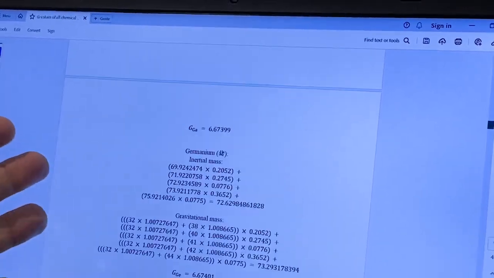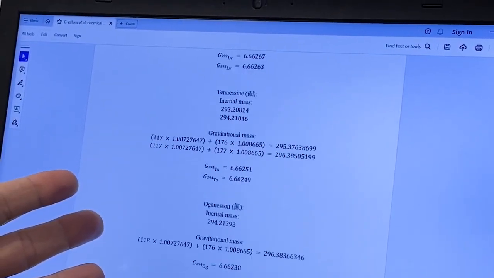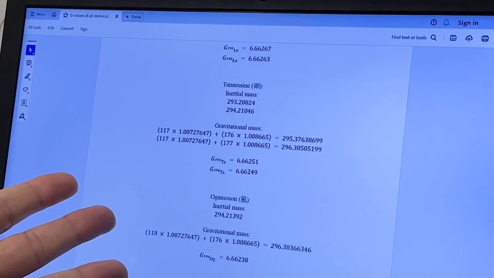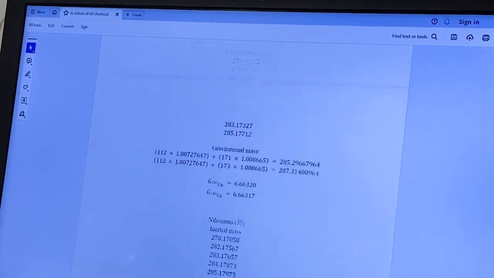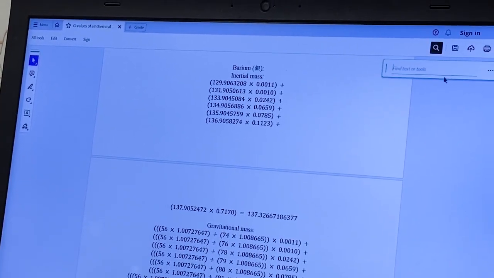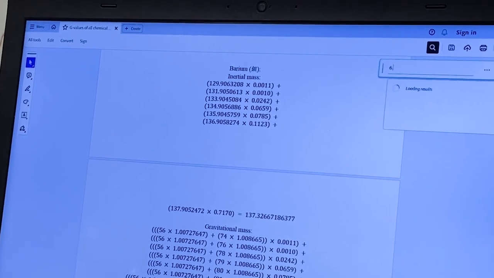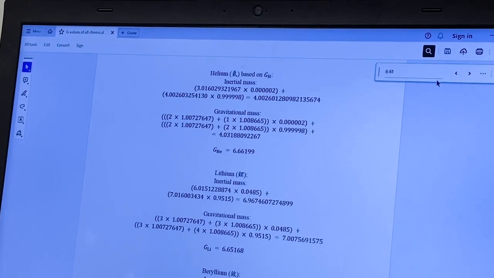Here we can see all the different values, germanium, and what's the heaviest? Oganesson. These exist for fractions of a second. So the lowest ones are here. We can check: 6.61.